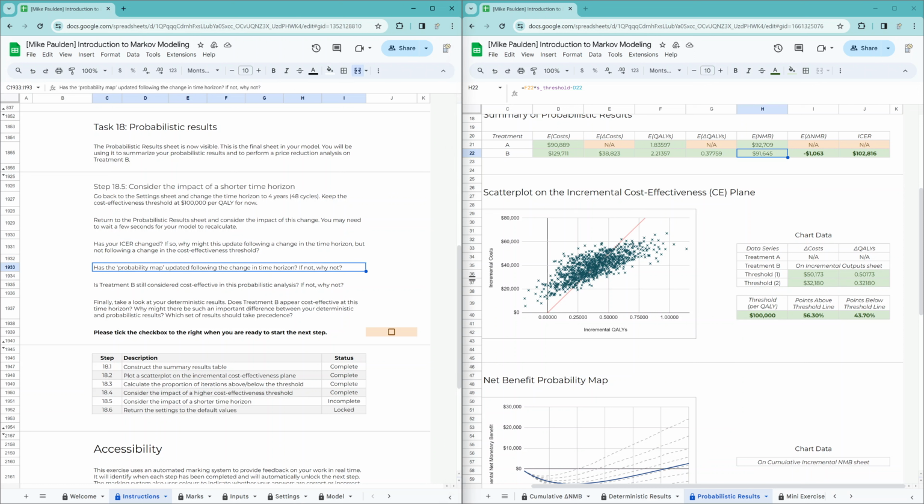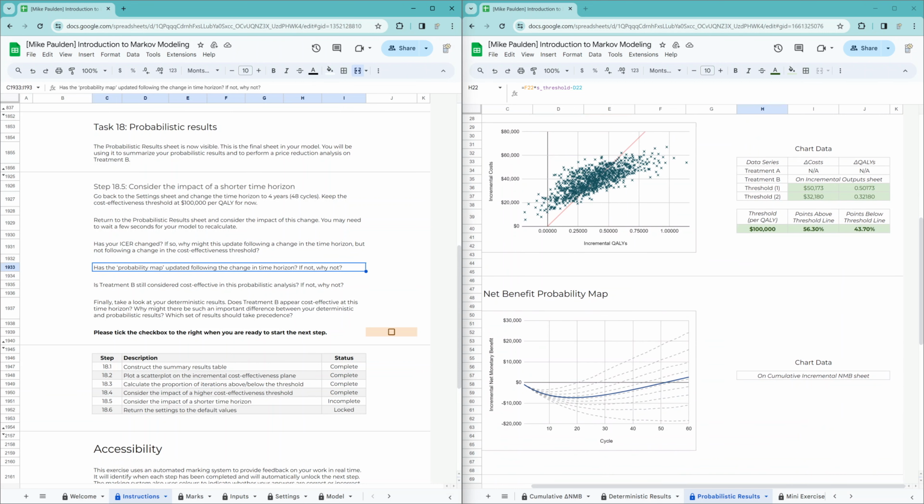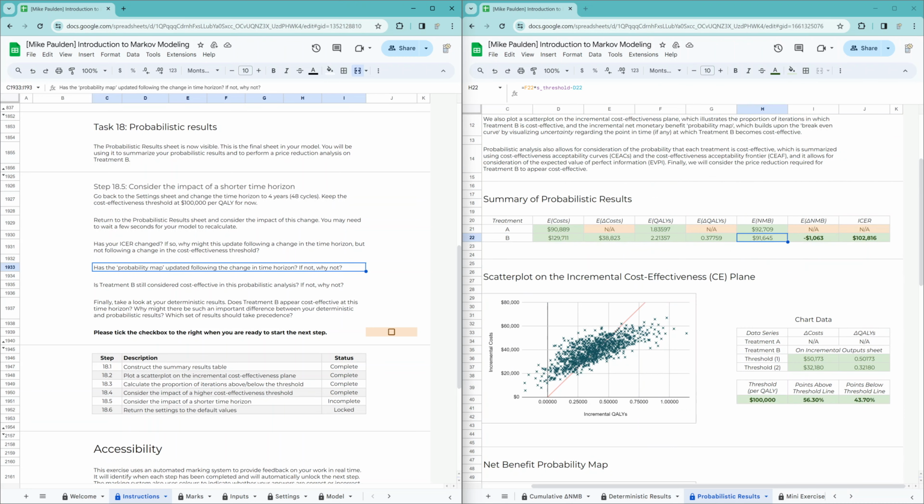Has the probability map updated following the change in time horizon? Well, no, it hasn't. This is exactly the same as it was before. And the reason being, the probability map actually incorporates the time horizon within it, right? So the probability map is showing the cumulative incremental net monetary benefit for all possible time horizons. So the fact that we have lowered our time horizon to 48 cycles rather than 60 makes no difference to this map. And you can see that at 48 cycles, the expected incremental net monetary benefit would be slightly negative, which corresponds to what we have in the summary table here.